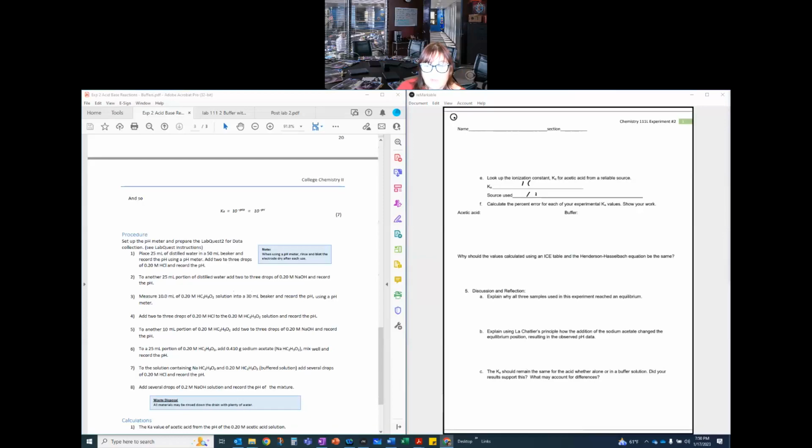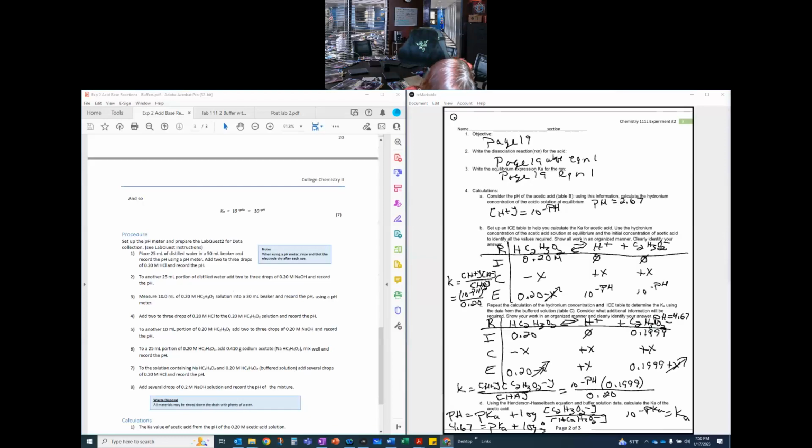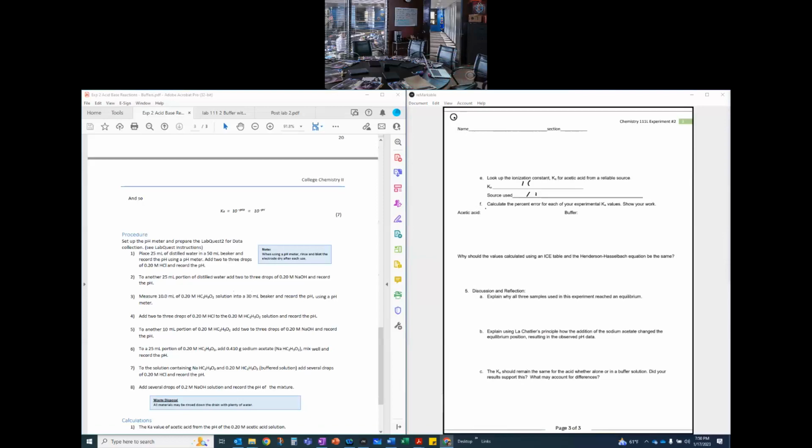Then we want to calculate the percent error for each of our experimental Ka. So you calculated Ka a number of different times. So you did it here for the acid, here for the buffer, and here for the buffer. Okay, two different ways to calculate that buffer Ka. All right, so we want to look at the B and C, those two calculations. So if the acetic acid is B, the buffer is C.